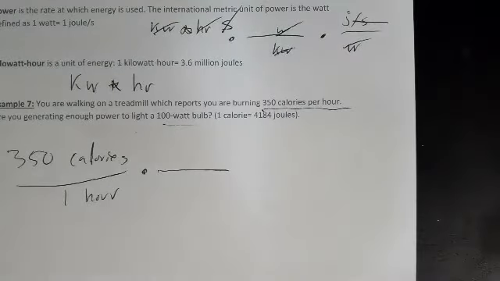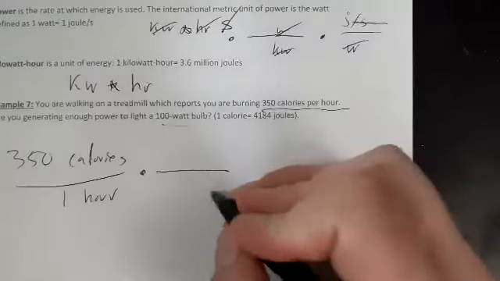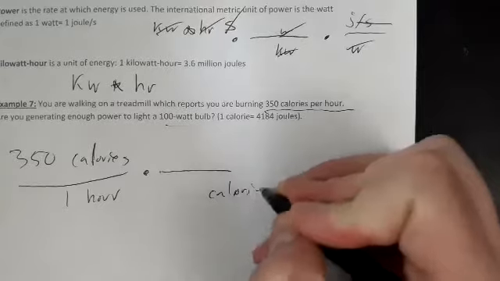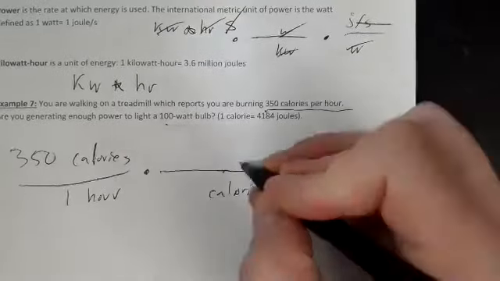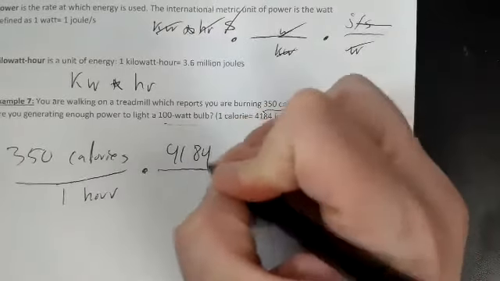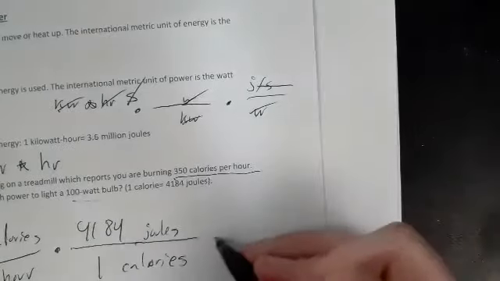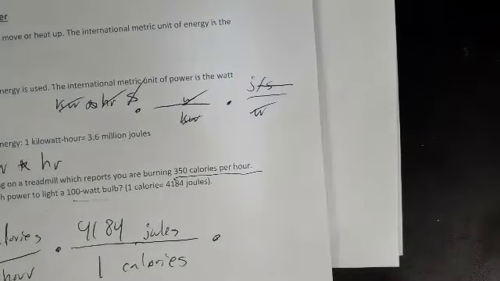And where am I going? I want to go from calories, and it's a little bit of a hint. This is the only thing we really got to relate to calories. So I want to go from calories to joules. And then there's 4184 joules for every 1 calorie. So that's the next thing I'm going to do. That is going to get rid of my calories.